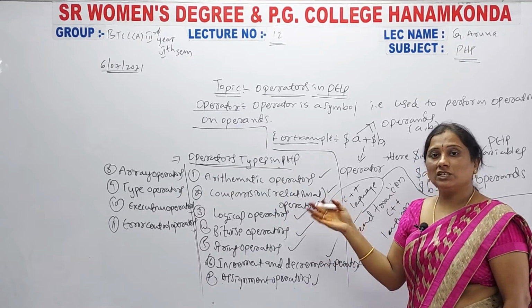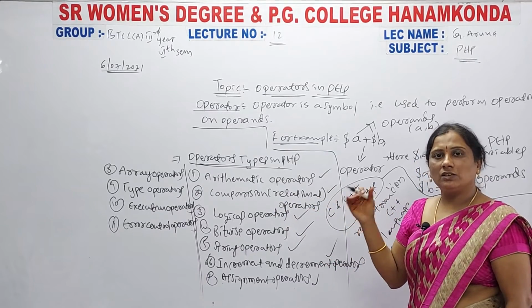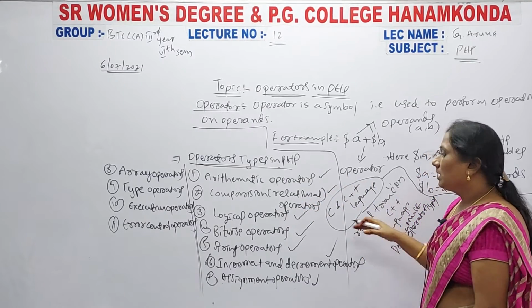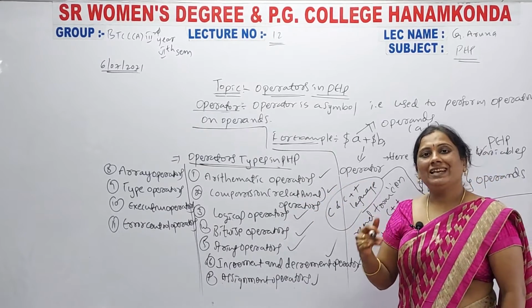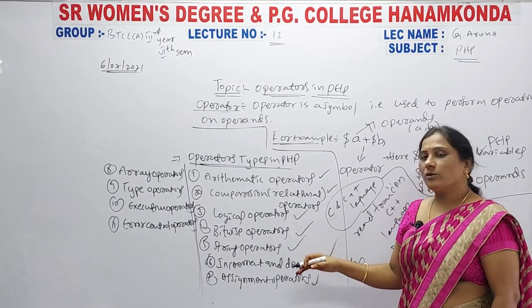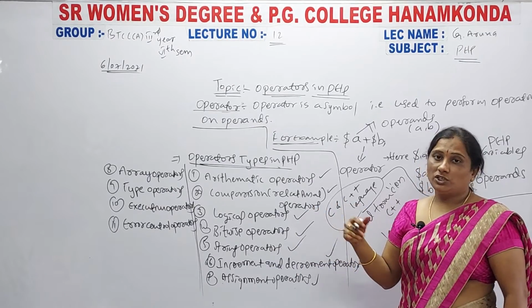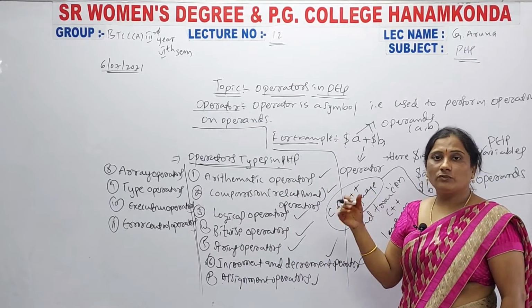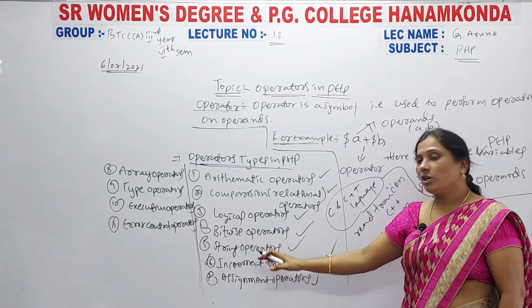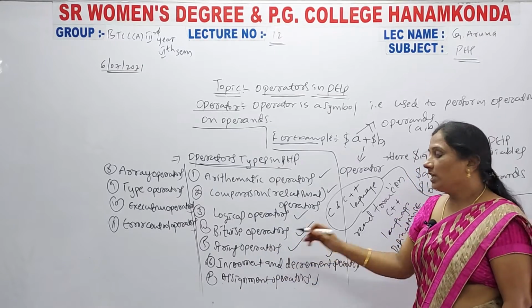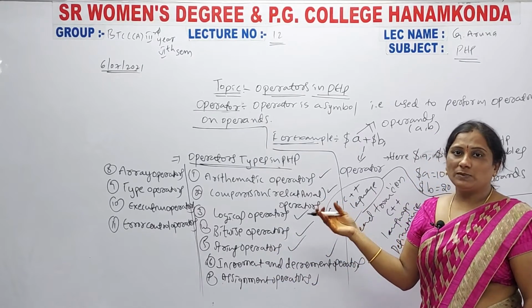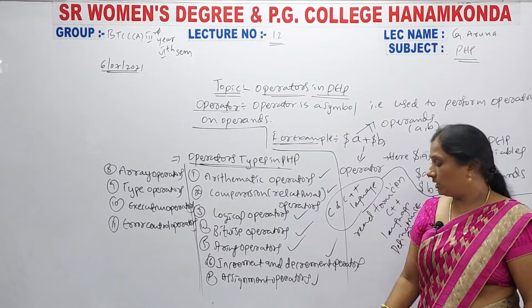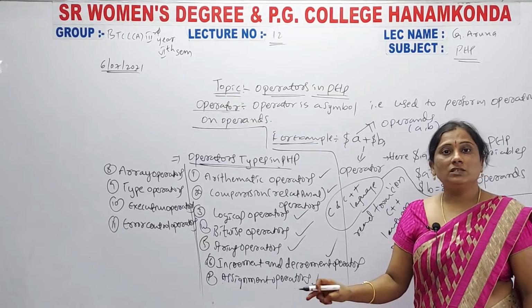Comparison operators are relational operators: less than, greater than, less than or equal to, greater than or equal to, equal to, not equal to. Then logical operators: and, or, not. Bitwise operators: bitwise and, or, not, and shift operators. String operators, for concatenation. Then increment and decrement: plus, minus, post-increment, pre-increment, post-decrement, pre-decrement. And the assignment operator is equals to.